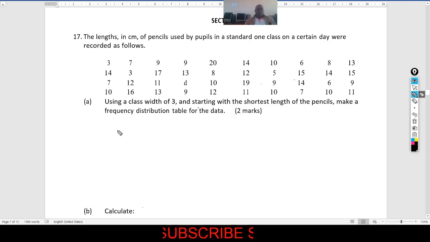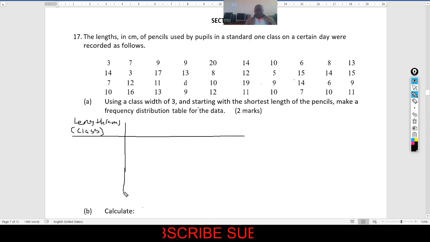So for the frequency distribution table, they want us to find the class, that is the length. The length is our class. I can make it vertical. Length, I can call it class, in bracket. Or even if you write just length, remember it is in centimeters. So from the length, I need to get the two marks required: the length and the frequency. The frequency, that is the number, how many they were. So we needed the frequency.